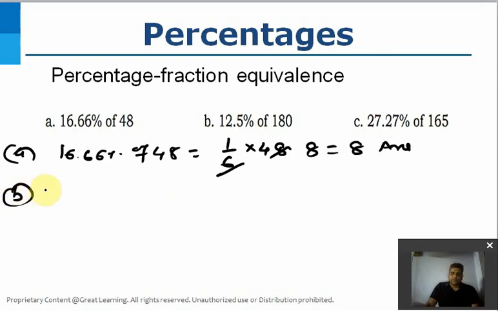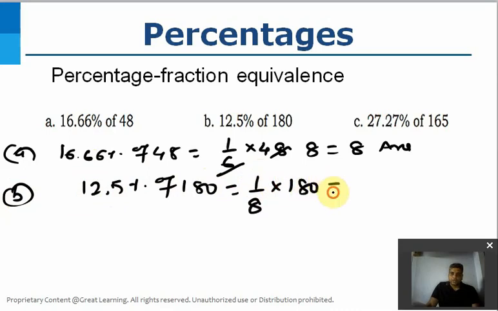Similarly, when we're trying to find out B, I have 12.5% of 180, and I know 12.5% from my earlier example is nothing but 1 by 8. 1 by 8 of 180 becomes nothing but 10, and this becomes my answer.